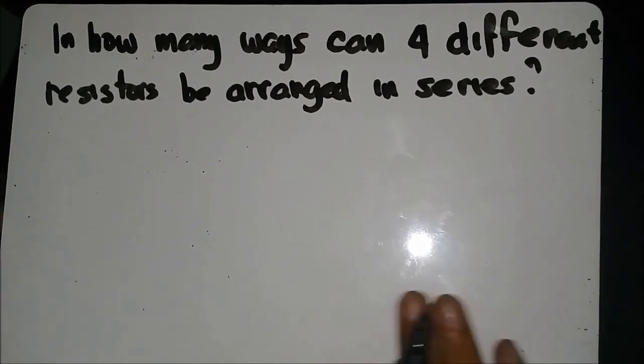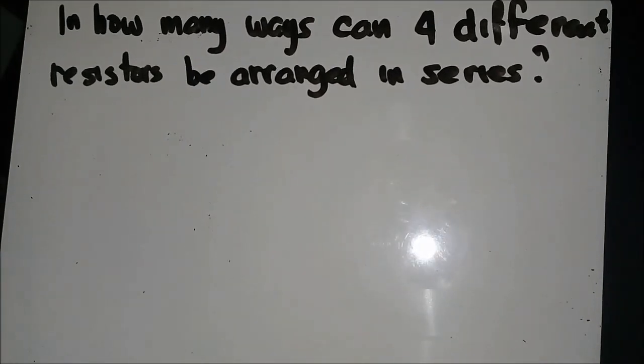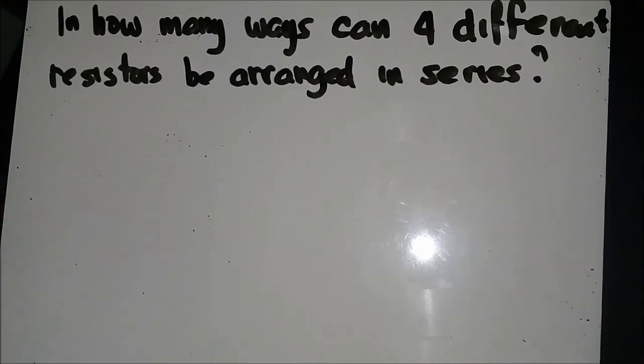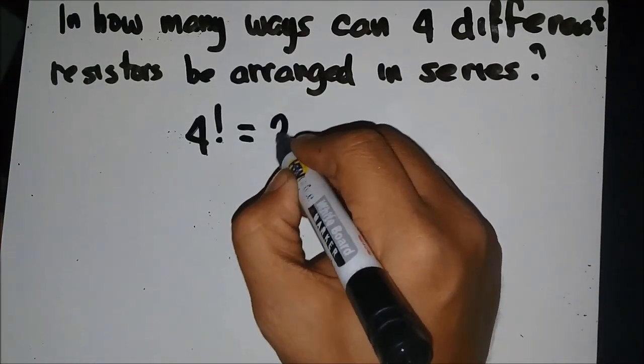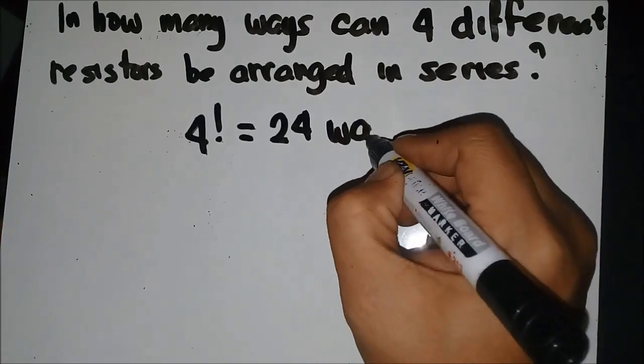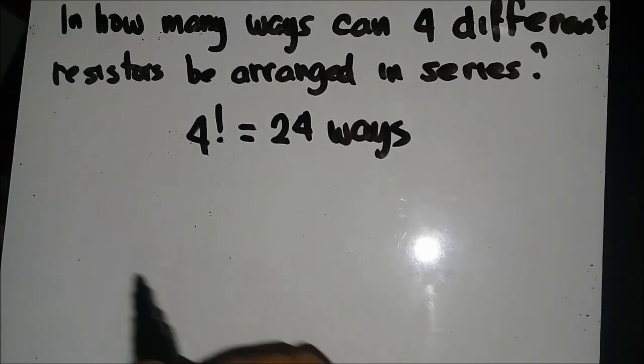So we have another example. In how many ways can 4 different resistors be arranged in series? Since there are 4 objects, the number of ways is 4 factorial, or simply equal to 24 ways. That's how simple it is.